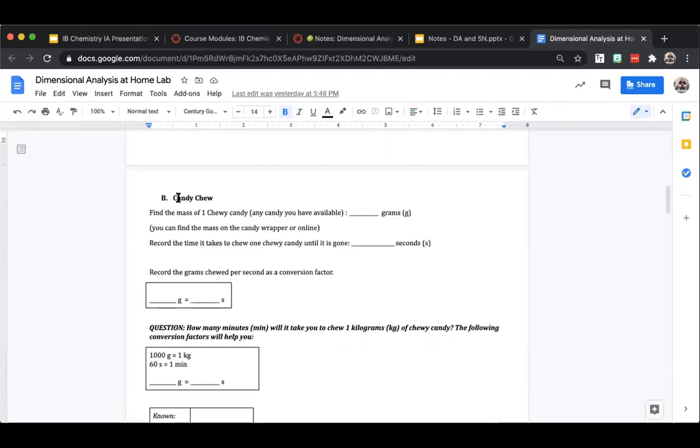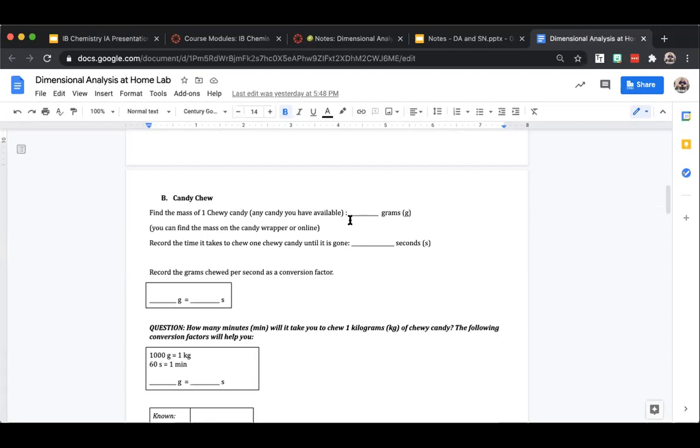So the second one has to do with chewing candy. If you have a piece of chewy candy, like a Starburst or a Tootsie Roll or even a Skittle, Skittles are kind of chewy after you get through the first bite of them. A gummy bear, any kind of chewy substance you could use for this. It doesn't necessarily have to be candy. If you have some chewy vitamins, take one of those chewy vitamins or something like that. But something that's chewy.